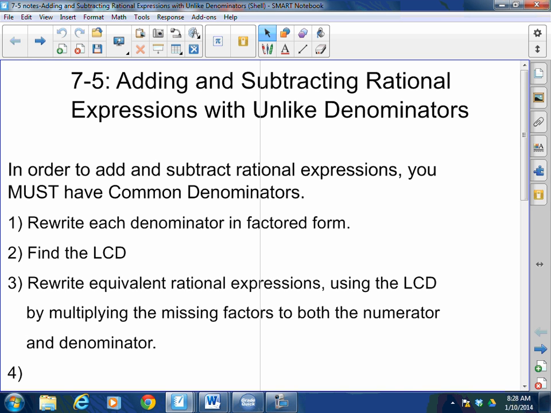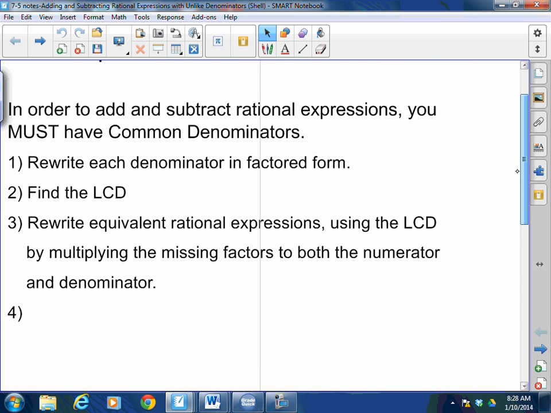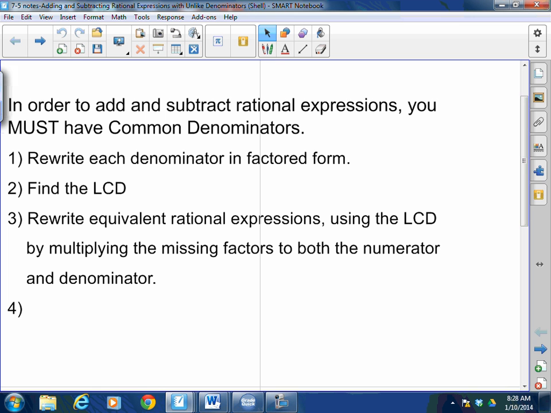Step 3, rewrite the equivalent rational expressions. Well, guess what? That's exactly what we learned yesterday, gentlemen. Using the LCD, you're going to multiply the missing factors to both the numerator and the denominator, which again, we already know how to do. So far, we've learned absolutely nothing new. Well, that's great. I always like to start the day like that. Just a little review. Nothing new.